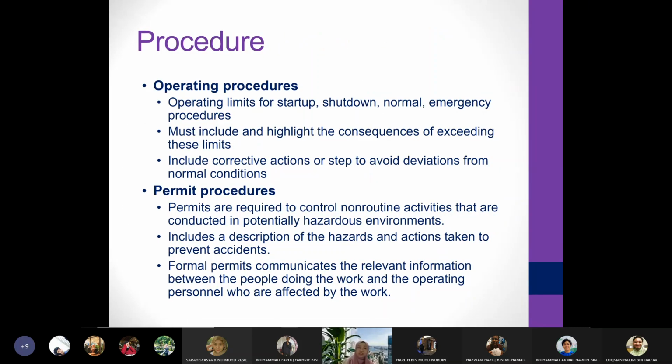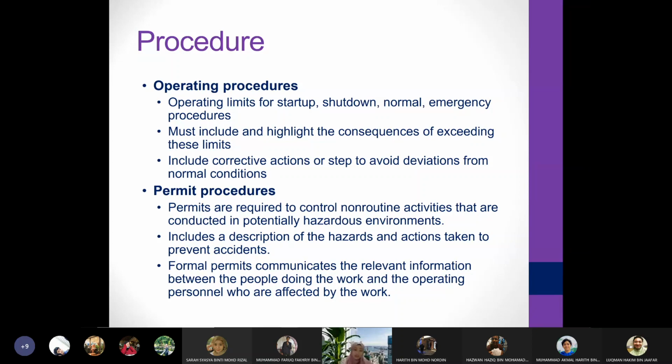Okay, operating procedures. Operating limits, such as for startup, for shutdown, or for normal operation, and emergency procedures. These are crucial, and the procedures, not just for operating limits, should also include and highlight what the consequences are if the limits are exceeded. Okay, show them what sorts of accidents can happen.